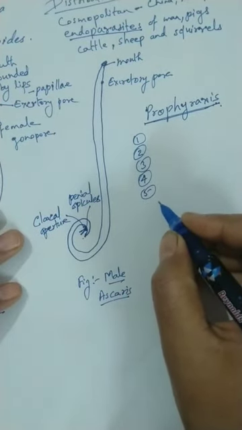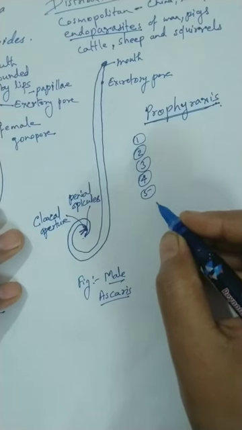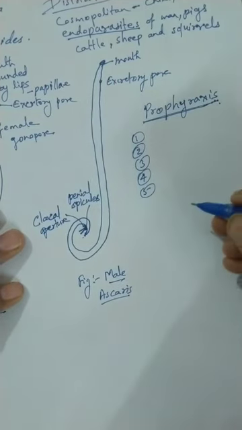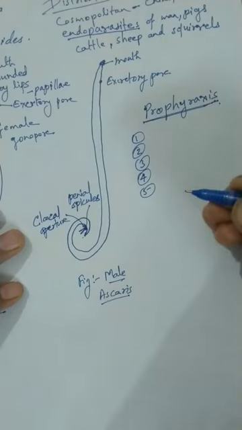And now the medicines taken if someone is having Ascaris. Medicines are albendazole, mebendazole, etc.